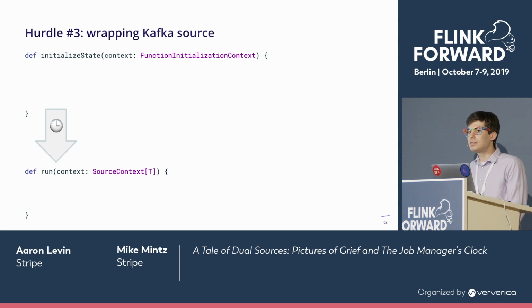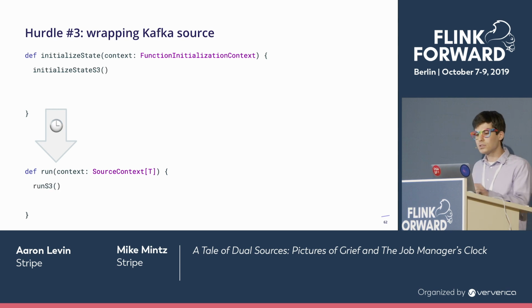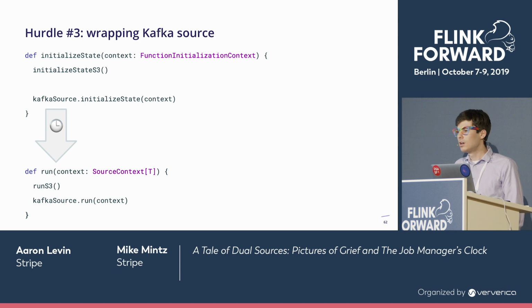Flink's runtime guarantees that the initialize state method is always called before the run method, so that the state from the latest checkpoint or save point is available to the logic in the run method. It's not hard to implement both of these methods sequentially. We can do the S3 portion first, followed by the Kafka portion. So what exactly is the problem?